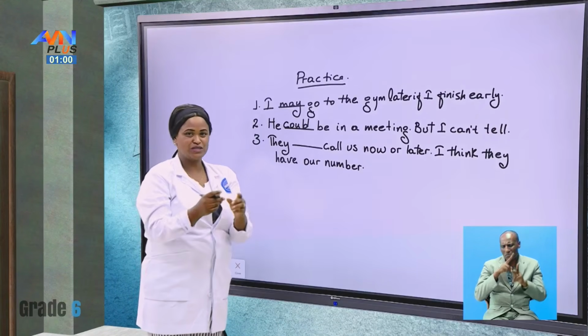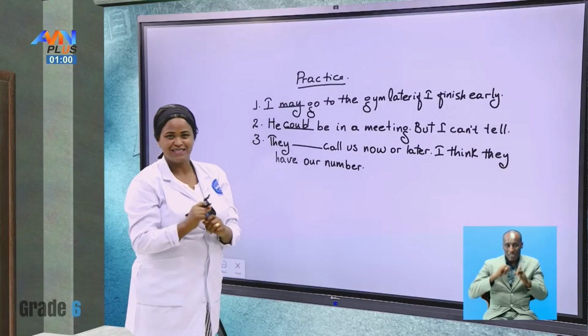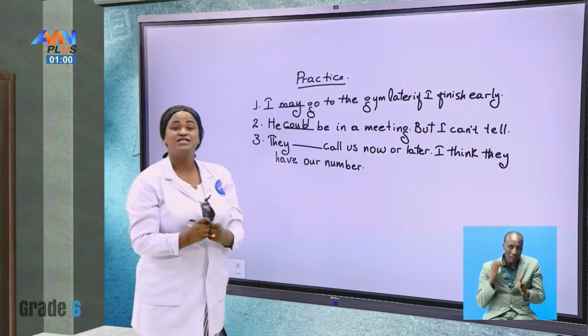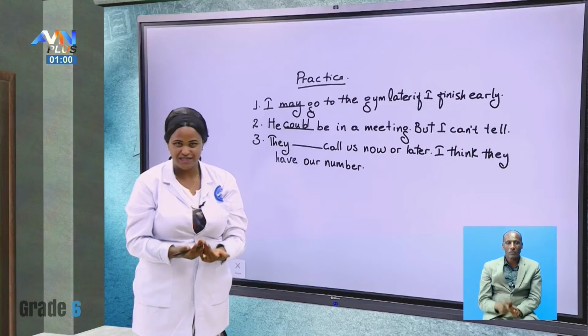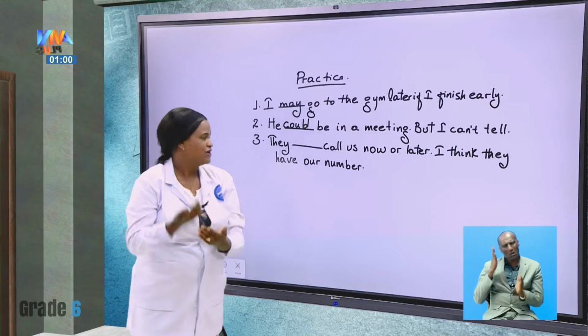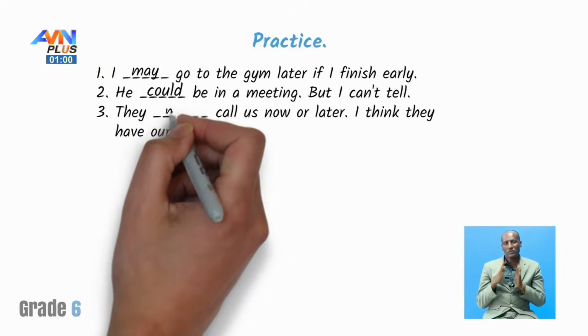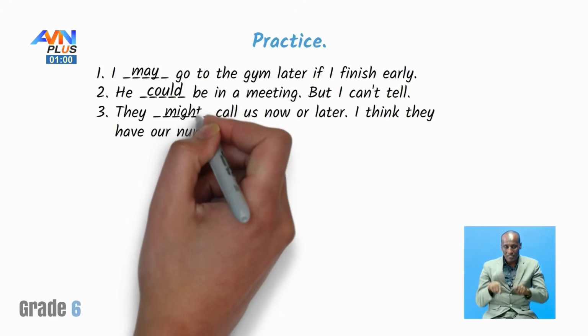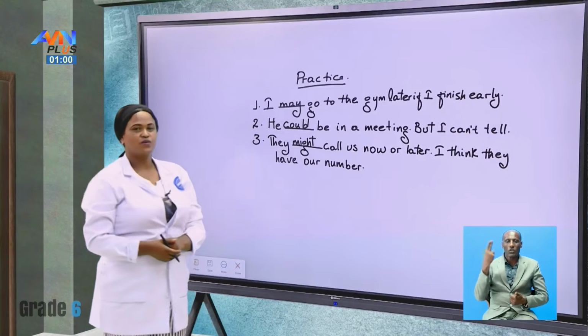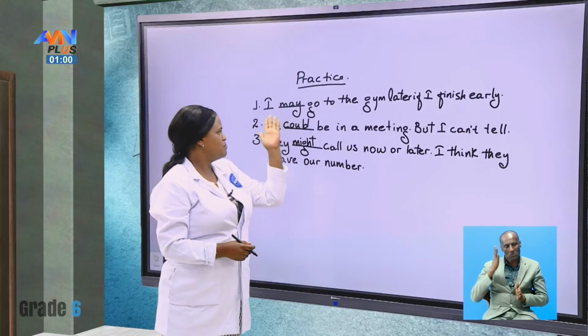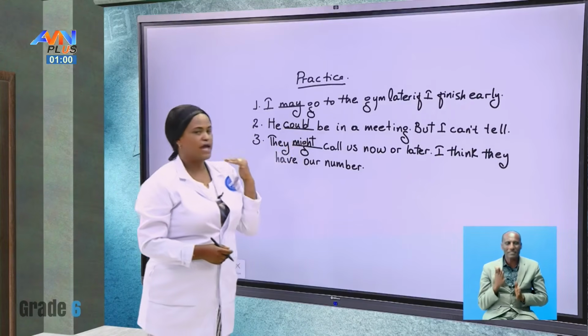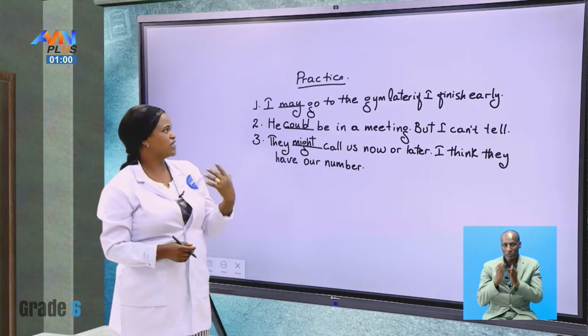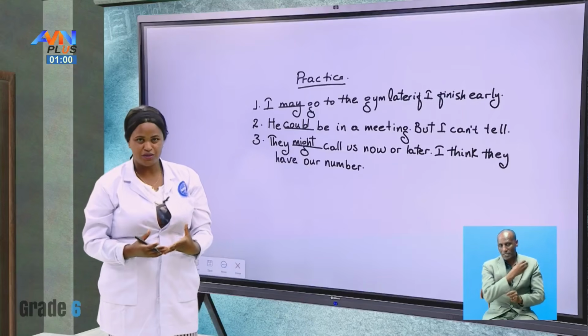So, the possibility is very little, a slight possibility, which is less than 40 degrees. Right? Yes? Perfect. So what do you say? If you say might, that means you have got the correct answer. So, this is how we use may, could, and might to show or express possibility and probability.